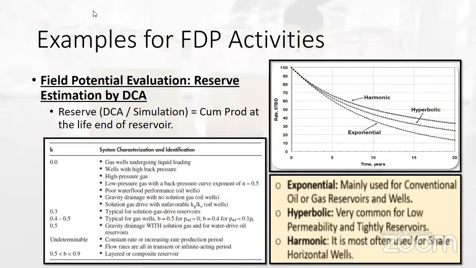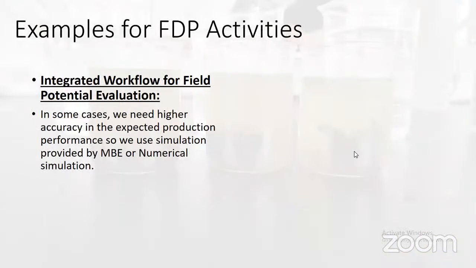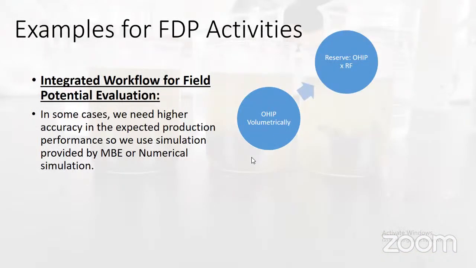Okay, or declining by 20% through 1 year, and so on. Usually we are using the exponential. Okay, great. So we have a certain approach in which we can use the volumetric, we can use the decline curve, and we can use also the simulation.